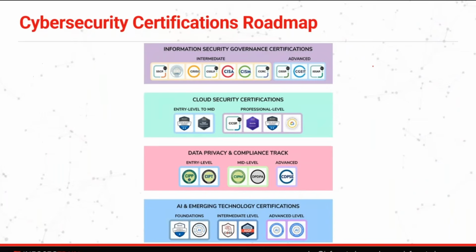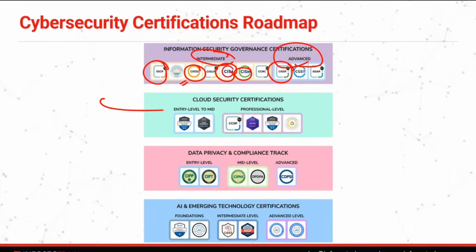If you are not interested in the very technical part, and you want to go into a domain which deals with policies, risk management, compliance and governance, these are the certifications you can go for. After clearing your basics, or from CC, you can go for SSCP, CRISC, CISA, CISM. All these are intermediate certificates. And after that, you can go for CISSP, that is the advanced one.